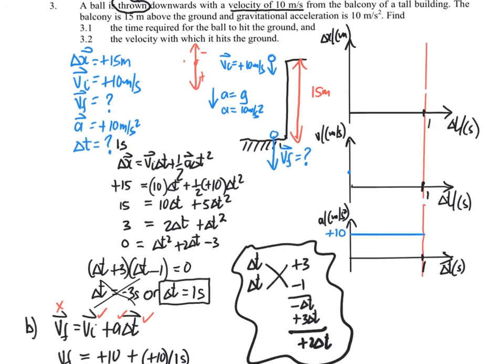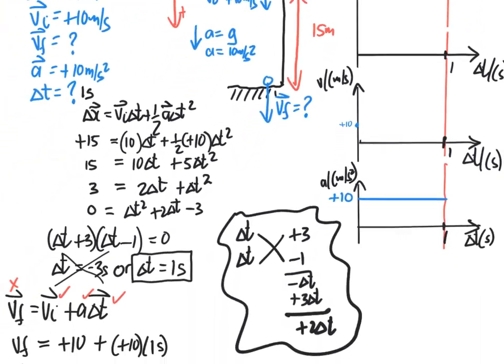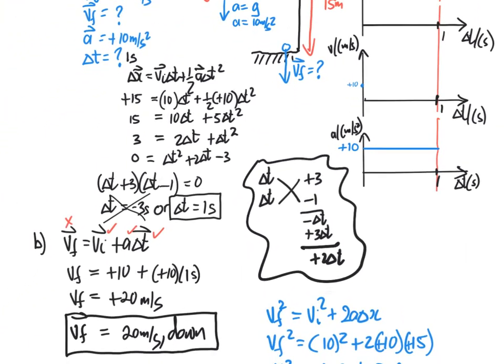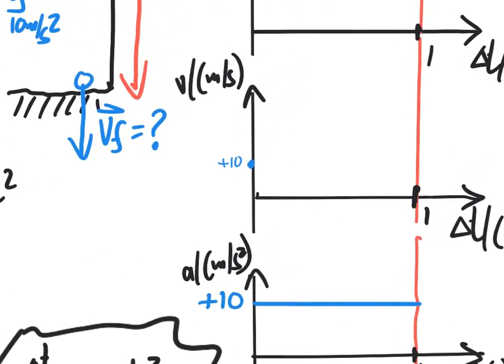So it starts, I'm going to open it up a bit. It starts at plus 10. And we worked out that it ends at 20 meters per second. So it's there. So this is 20 meters per second. And it is a straight line.